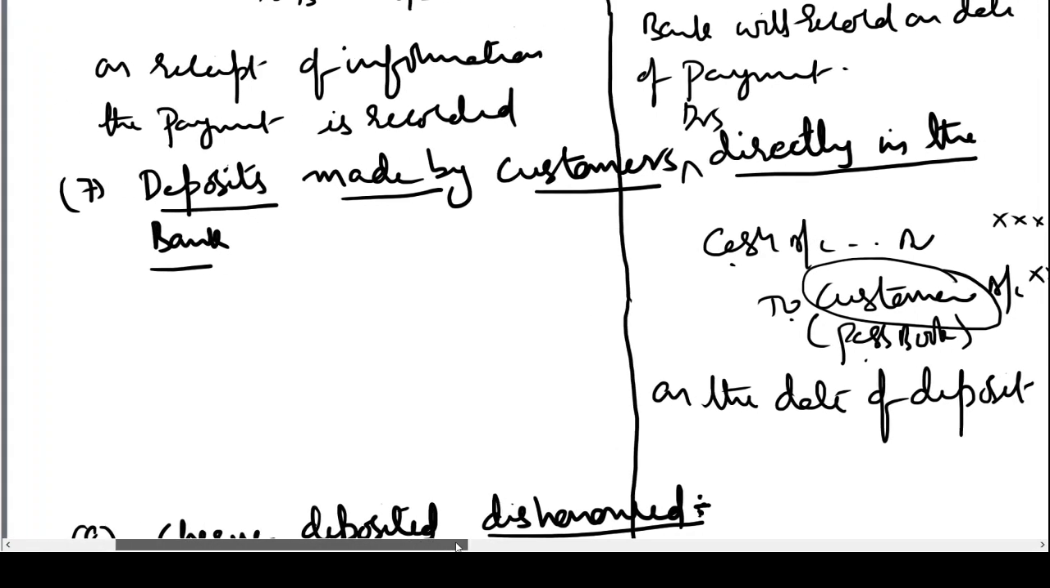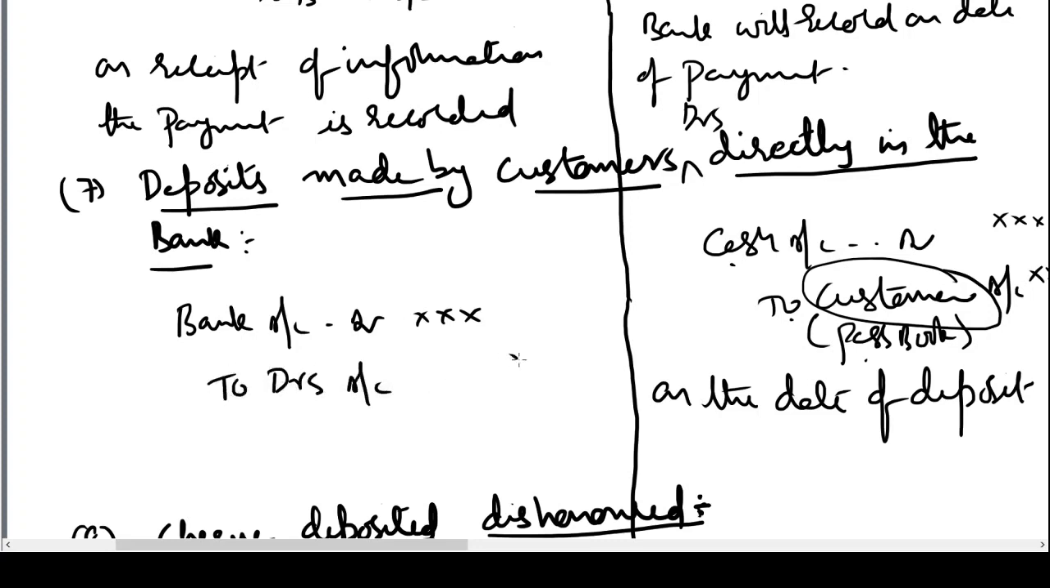Now, when we come to know that the customer has made a deposit in our bank, then what is the entry we are going to pass? Our bank is receiving money, so we have to debit bank account. Deposits have to be debited. Who is giving the money? Debtors are giving the money, so debtors account will be credited. When will we record the entry? We will record the entry on the date of receipt of information regarding the deposit.